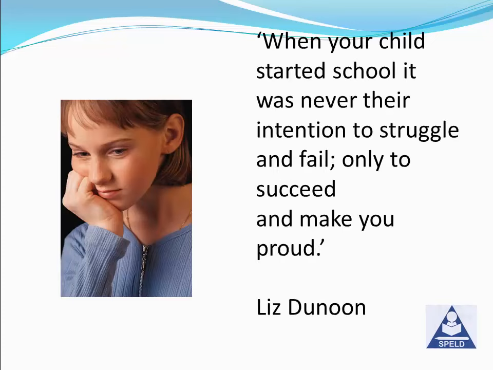Here is a quote from Liz Dunoon. When your child started school, it was never their intention to struggle and fail, only to succeed and make you proud. What a great reminder this is to teachers and to parents of the importance of looking at why a student is struggling. There is an answer, we need to find it.